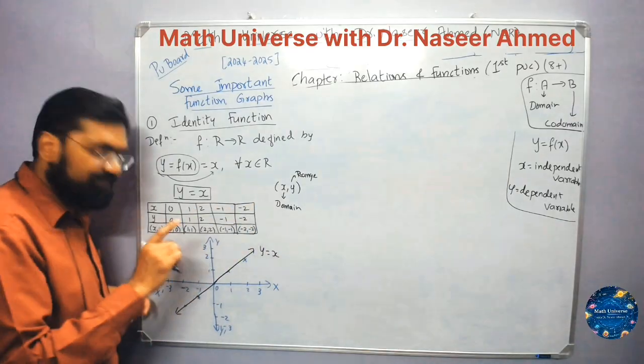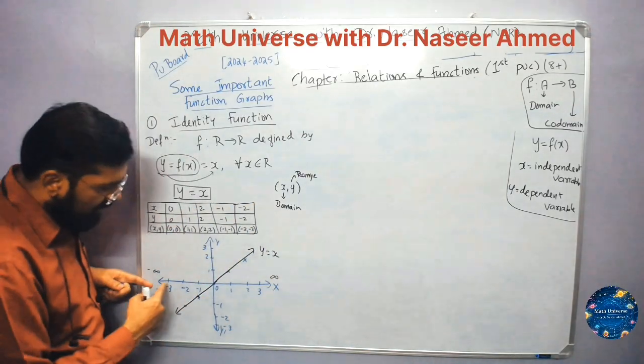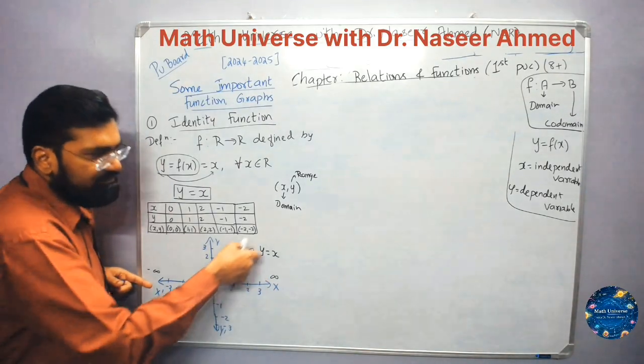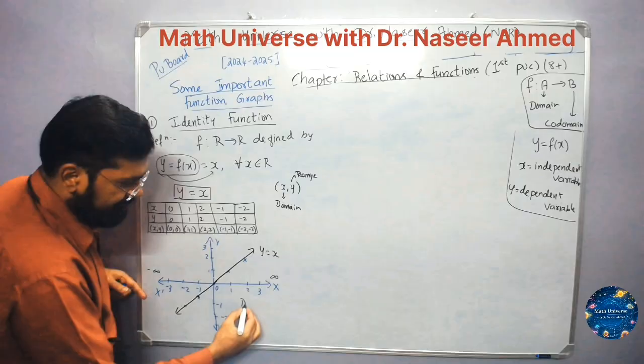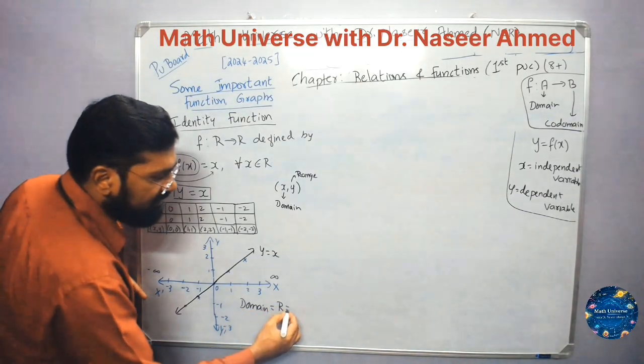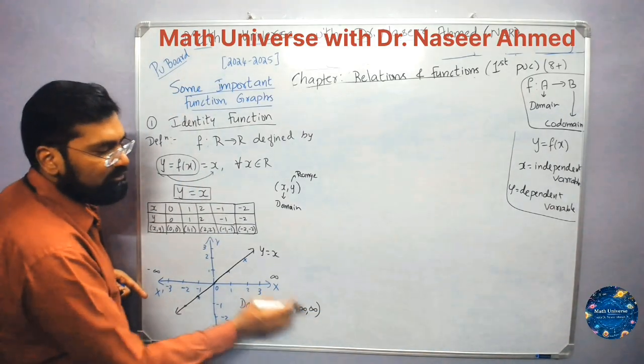Same from here itself. See, your x-axis is from minus infinity to plus infinity. For all these x values, you have the graph. Again, for all these x values, you have the graph. Therefore, the domain of the problem will be R, which is also minus infinity to plus infinity. In chapter 6, I have spoken about this.